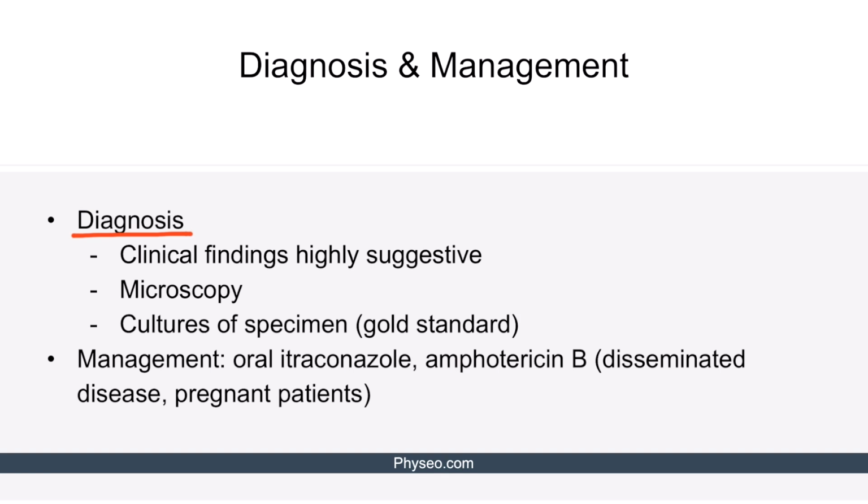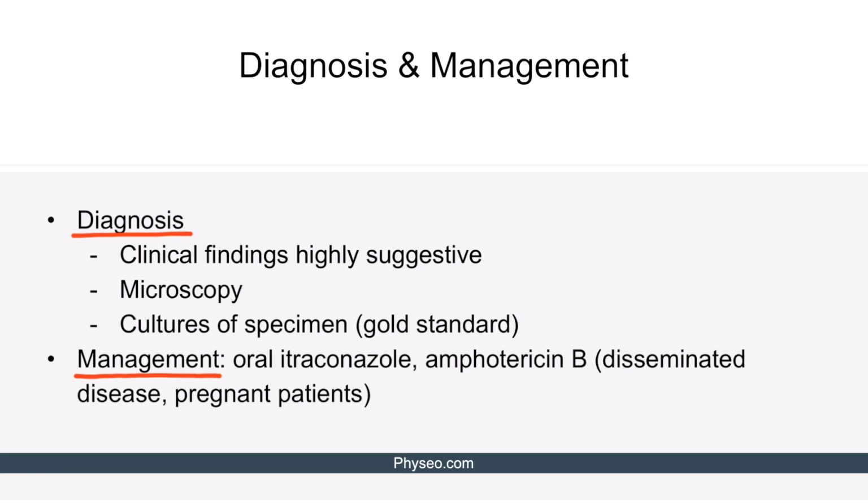Clinical findings are highly suggestive. Microscopy can be used. Cultures of specimens are the gold standard to confirm diagnosis. Oral itraconazole is used for management. Amphotericin B should alternatively be used in disseminated disease and for pregnant patients.